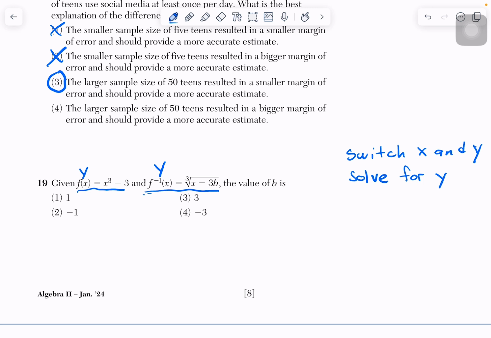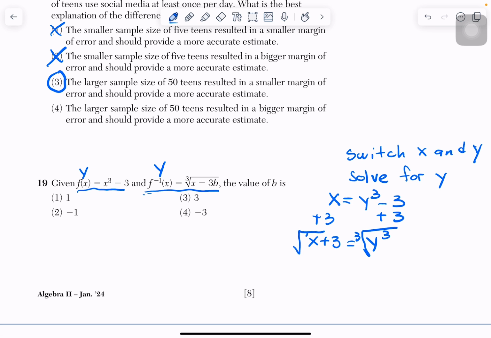All right, so we're going to do x is equal to y cubed minus 3. Okay. To solve for y, we add 3 to both sides. We get x plus 3 is equal to y cubed. Oops, I jumped the gun here. Now I'm going to take the third root of both sides, right? So I have y is equal to the third root of x plus 3.